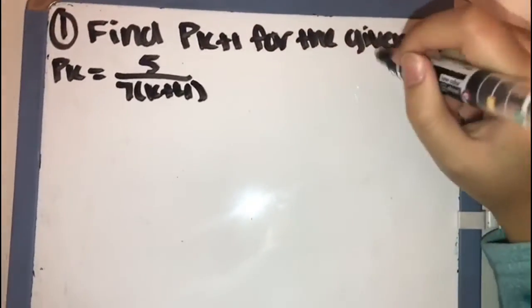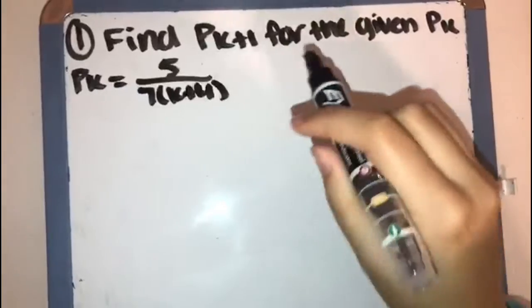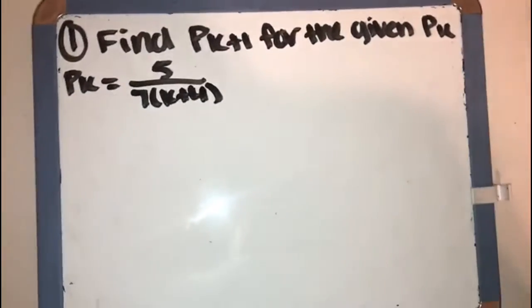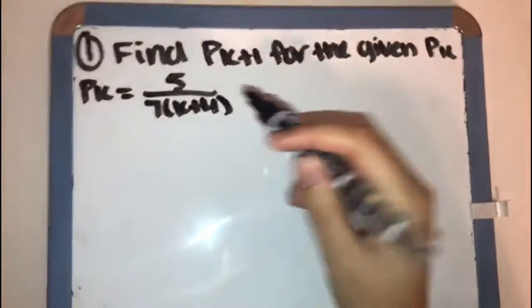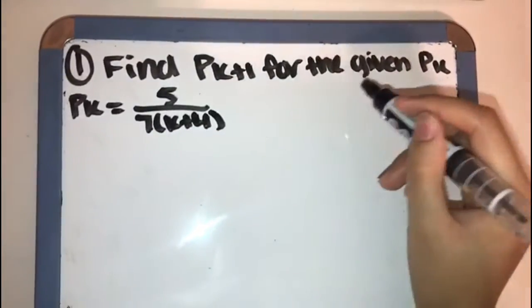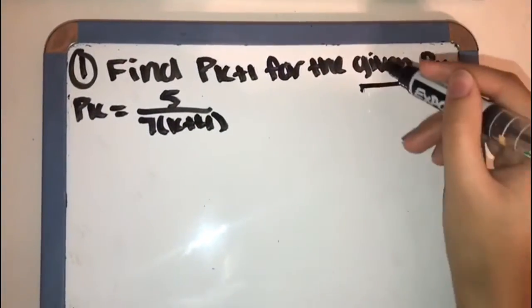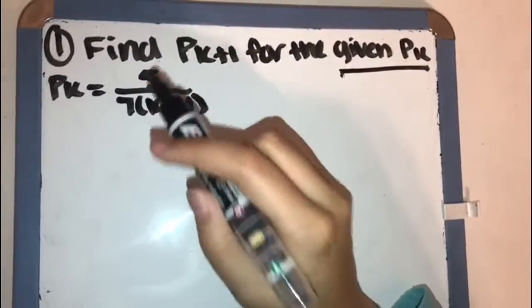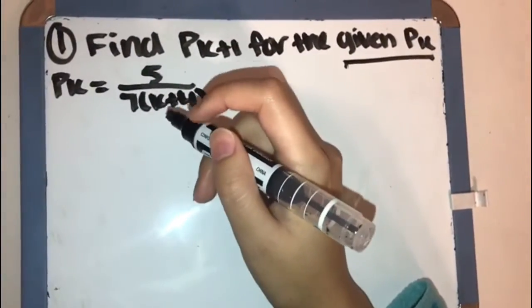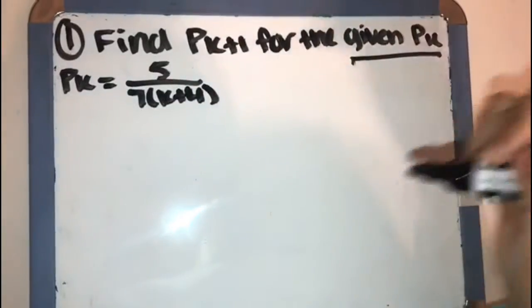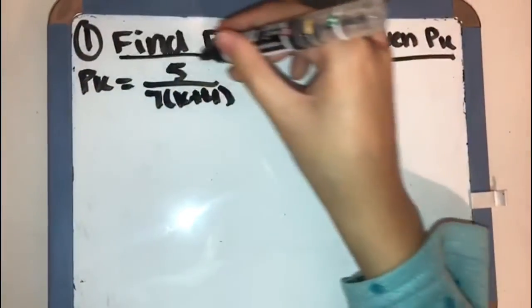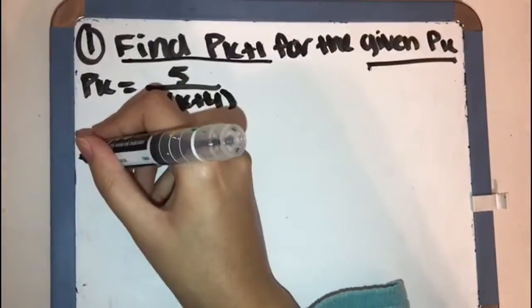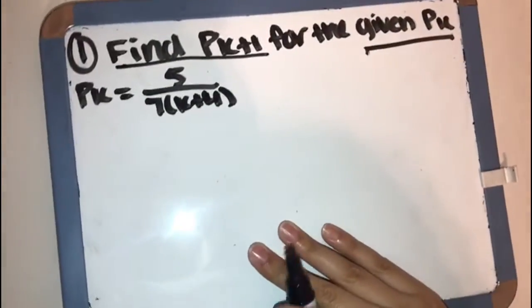Now P(k), and I told you that when I say P(k), that means that's the equation they're giving you. So if I'm finding P(k+1) for the given P(k), given P(k) means that's the equation they already provided, which is this one. This is the equation that we're going to try solving for. And now they said to find P(k+1). Okay, so let's see what we can do.